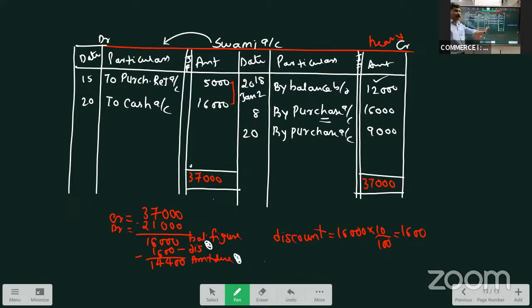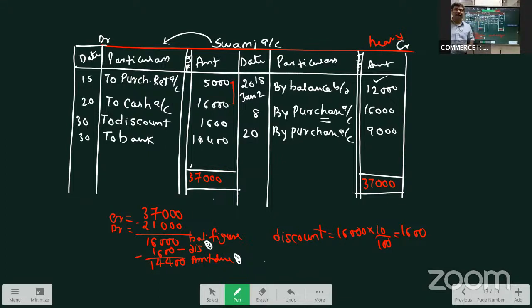Where do we write these two? We write on the deficit side. Which place had the lower total? The debit side was lower. So when did we do the balancing at the month ending? What is given in the question? Balancing is done on 30th. So on 30th we'll write first, to discount, 1,600. And to bank, the final amount paid, 14,400. This is how we close the account.